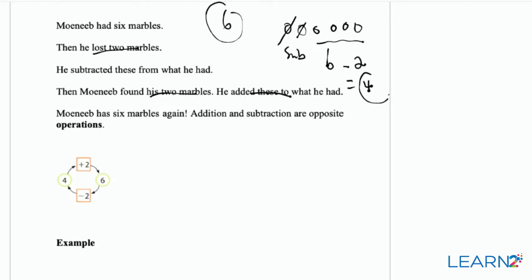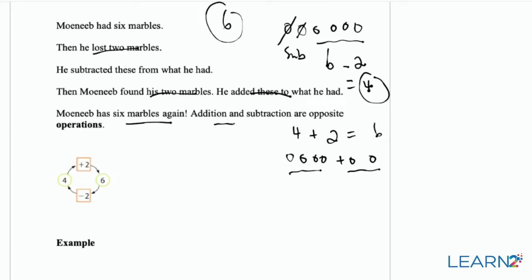Well, what he had now is 4, but then he found the 2. So we can add another 2 to the 4. So we can show 4 marbles plus the 2 again. So now we've got 4 plus the 2 marbles. We're back to 6. So Munib now has 6 marbles again.